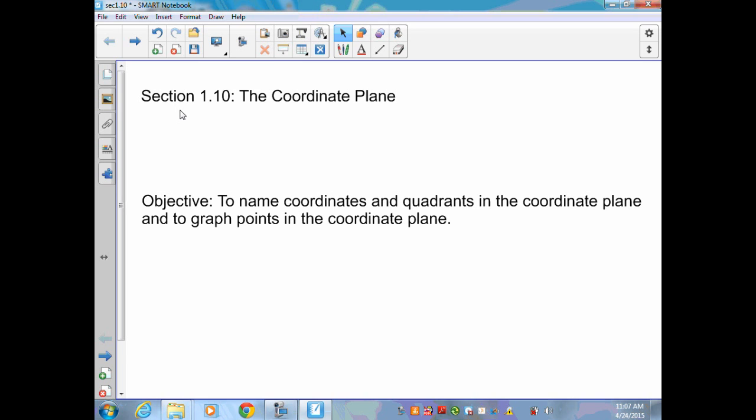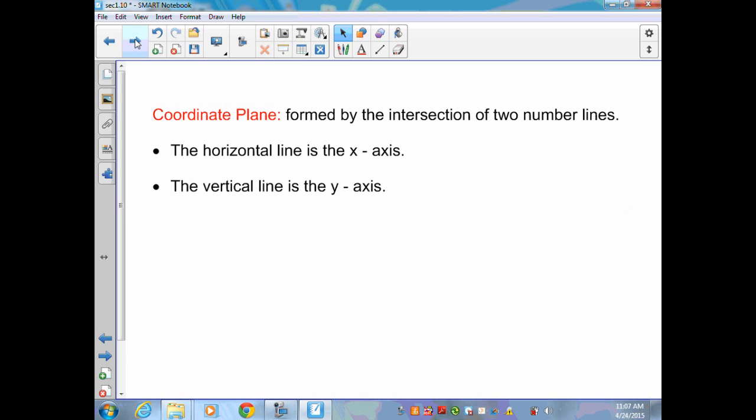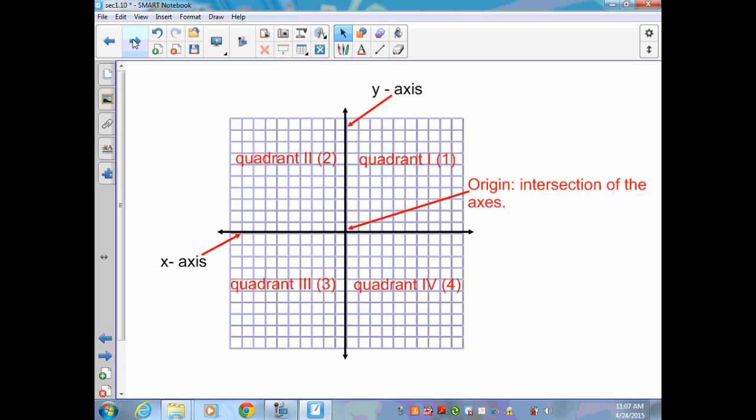Section 1.10, the coordinate plane. A coordinate plane is formed by the intersection of two number lines. The horizontal number line is called the x-axis. The vertical number line is called the y-axis. Here's what the coordinate plane looks like.